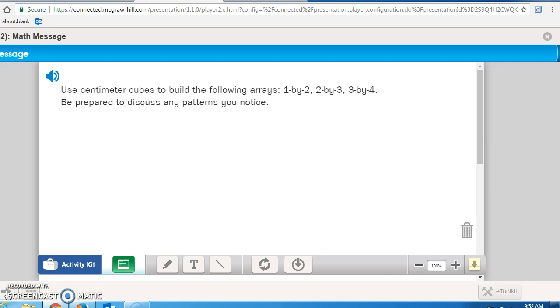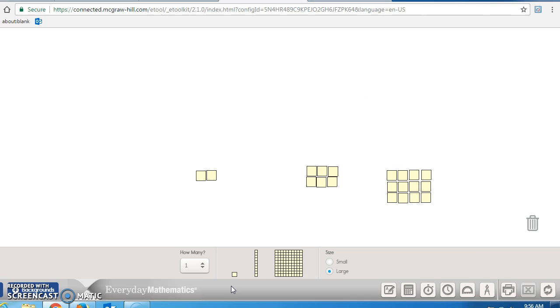Use centimeter cubes to build the following arrays: a 1 by 2, a 2 by 3, a 3 by 4, and be prepared to discuss any patterns you notice. So to use centimeter cubes to build the arrays, you should have created something that looks like this. This is a 1 by 2 array. This is 2 rows by 3. So this is a 2 by 3 array. And this is a 3 by 4 array.